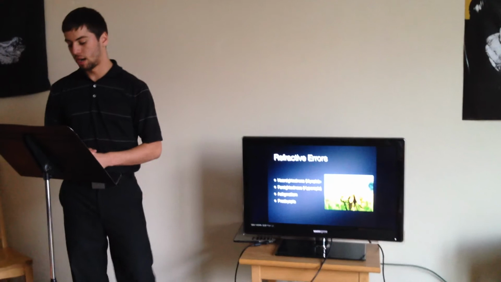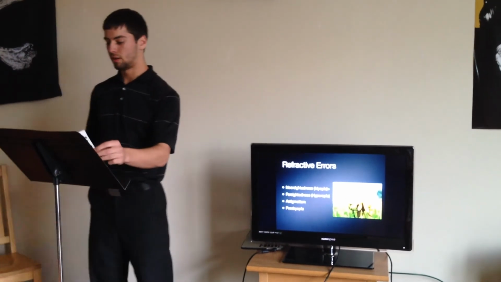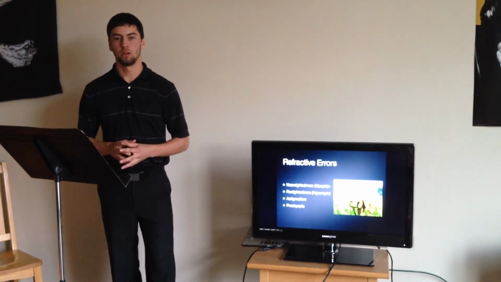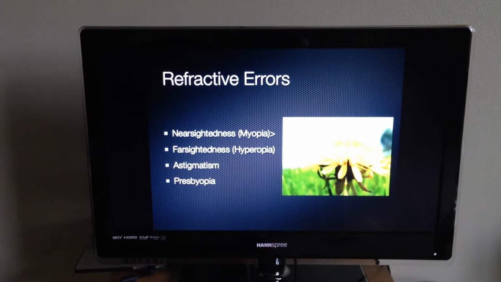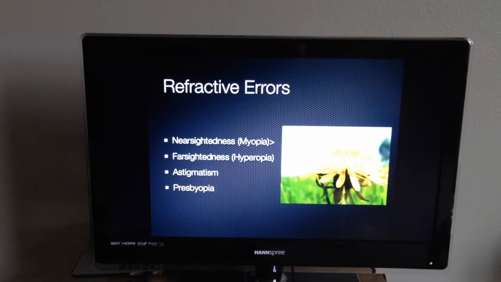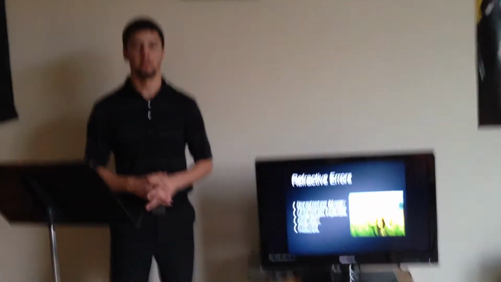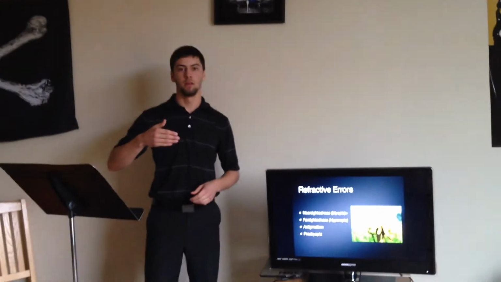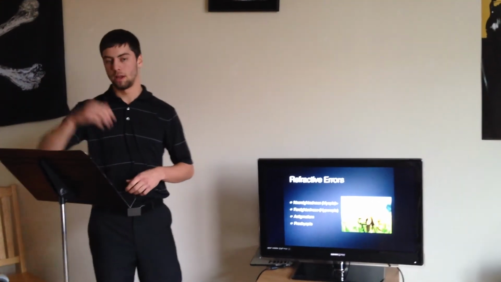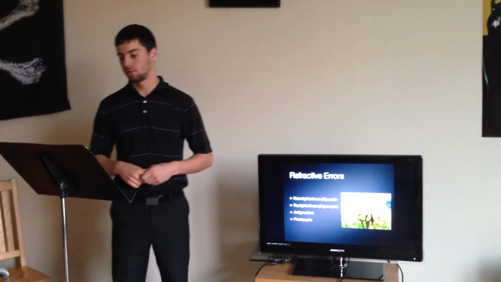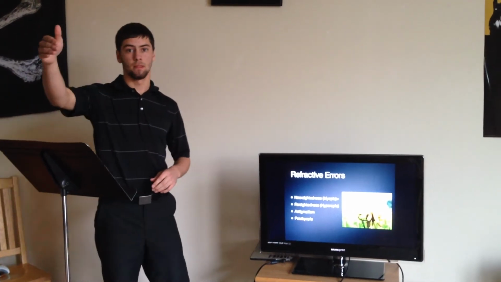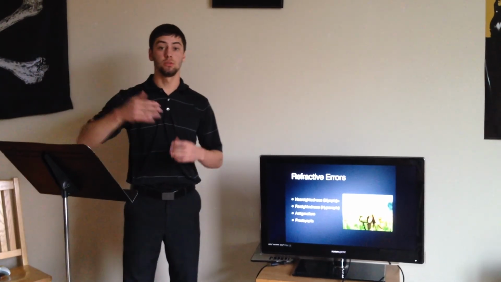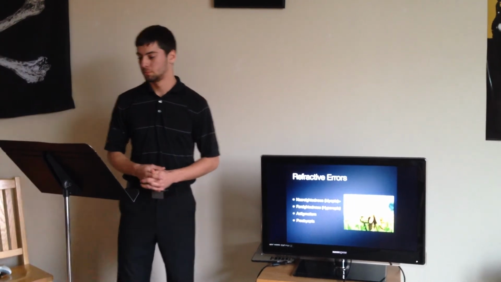Next, I will go into refractive errors. The four most common ones are nearsightedness, otherwise known as myopia, farsightedness, or hyperopia, astigmatism, and presbyopia. Nearsightedness is when close objects look clear and objects further away look blurred. Farsightedness, or hyperopia, is where objects far away look clear and objects closer to you look more blurred.